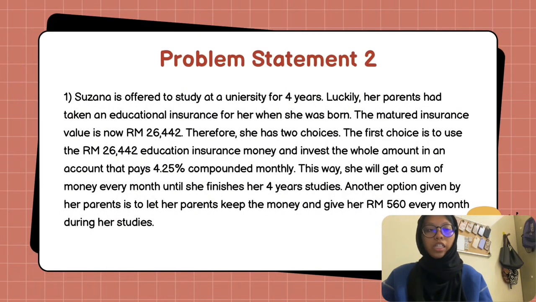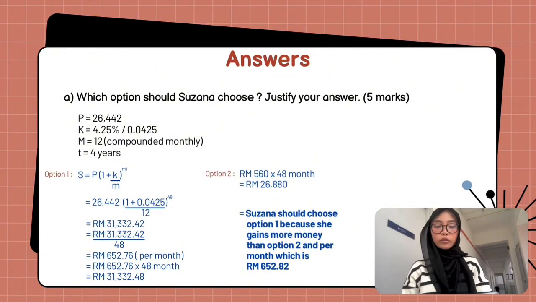Therefore, she has two choices. The first choice is to use the RM 26,442 education insurance money and invest the whole amount in an account that pays 4.25% compounded monthly. This way, she will get a sum of money every month until she finishes her 4-year studies. Another option given by her parents is to let her parents keep the money and give her 516 every month during her studies. So let's move on to the next question.